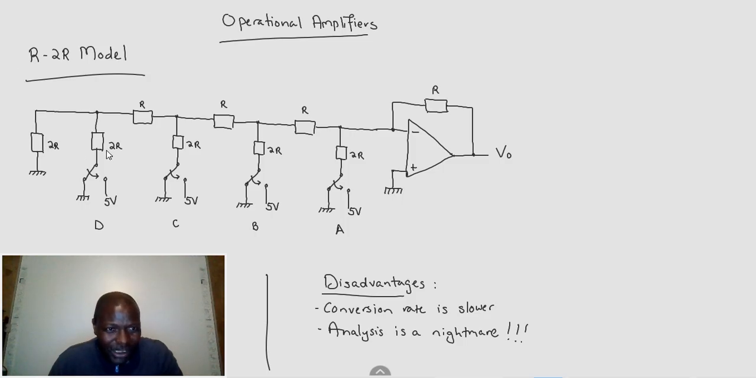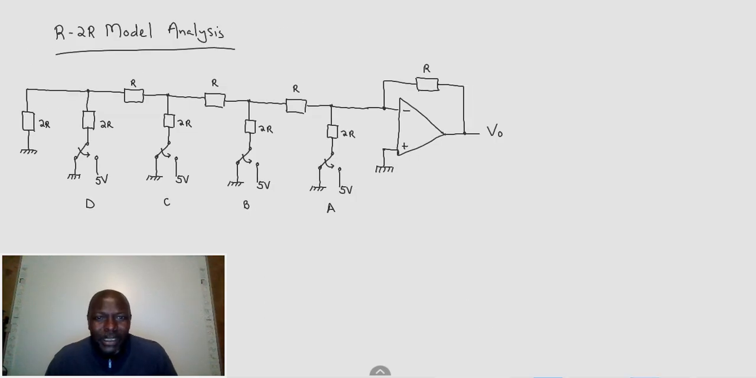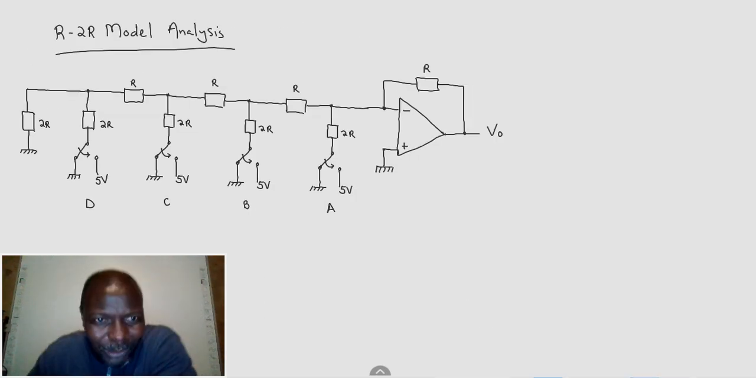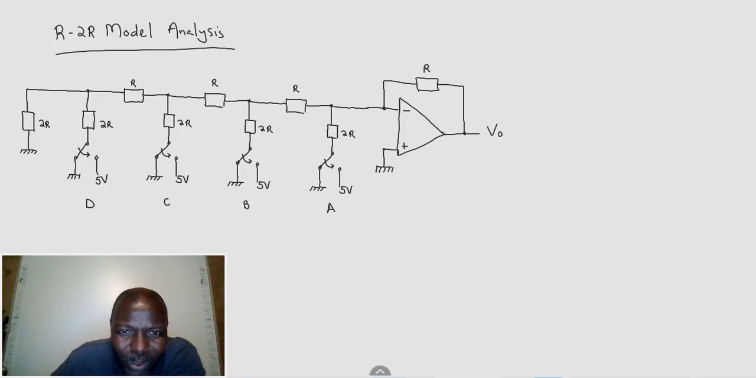So all you have is the 2R's there, and then you have your R's there, and now we are going to try to analyze how this works. We've seen how the other one works. Now we look at how this model works. I will deal with this one by one. That's why I brought the concept of superposition. I will want to see what A contributes in our circuit, what B contributes individually, what C contributes. Because to try and do it all at once, that won't happen.